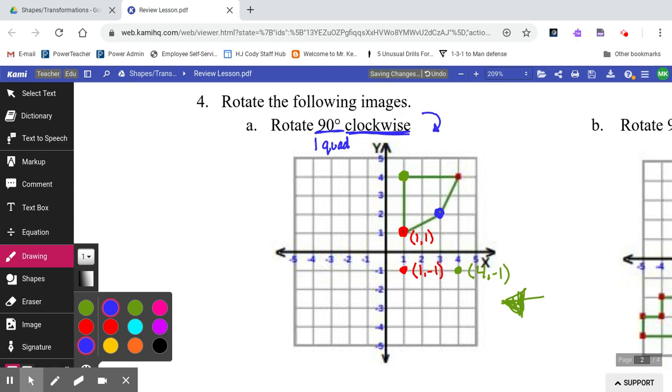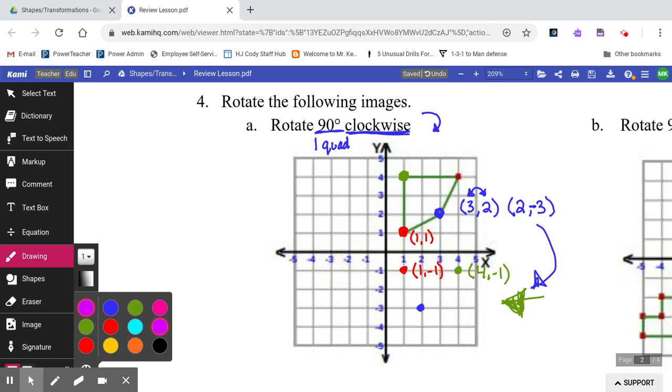That blue point is currently at 3, 2. Right? It went 3 to the right, 2 up. If I wanted to rotate it 90 degrees clockwise, the 3 and the 2 change. So this now becomes 2, 3. And because I'm now down 1, that makes it -3. So that point went from 3, 2 to 2, -3 right here.